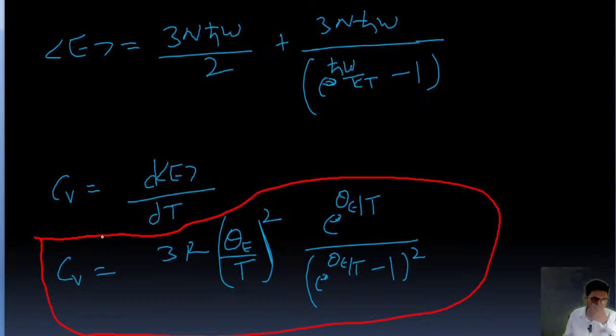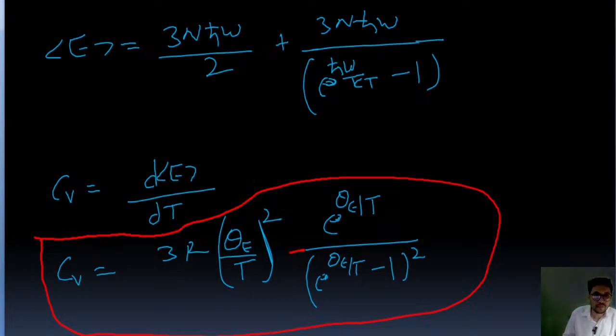So the value of Cv is going to be 3R (theta_E/T)^2 e^(theta_E/T) / (e^(theta_E/T) - 1)^2. Okay, so this is very important. This is the specific heat according to Einstein's theory, guys.